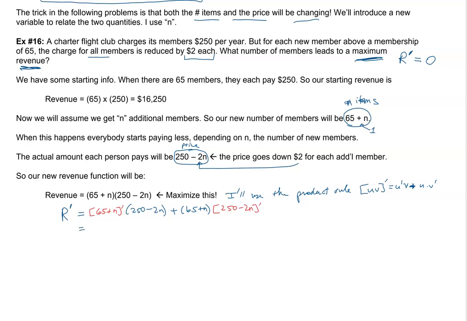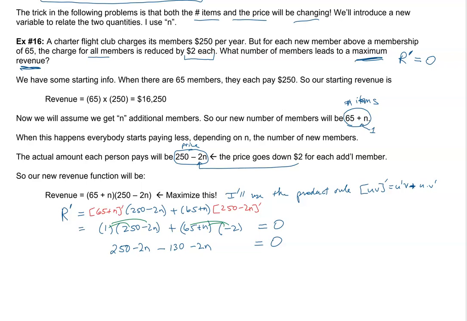Working on that, the derivative of 65 plus n is just a 1, from the 1 times n. The 65 goes away, and then the 250 minus 2n is there, plus 65 plus n multiplied by the negative 2 that's left over. The 250 goes away, and we get a negative 2 from the 2n. We're going to be setting that equal to 0. Let me go ahead and work out the distributions, combine like terms, all the usual stuff. So we end up with 250 minus 2n minus 130 minus 2n equals 0.